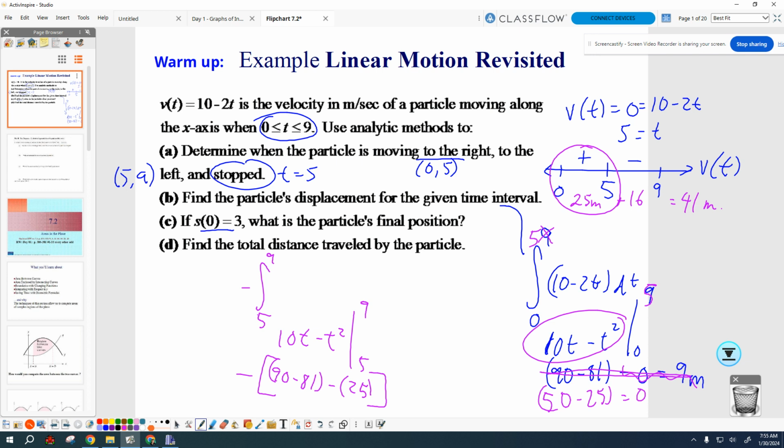Okay, so all 7.1 is, do you understand the difference between displacement and total distance? Can you still interpret when the rate of change is negative, you're going backwards or you're losing stuff? When the rate of change is positive, you're traveling forward or you're accumulating things. All good? That's the big review. Okay.